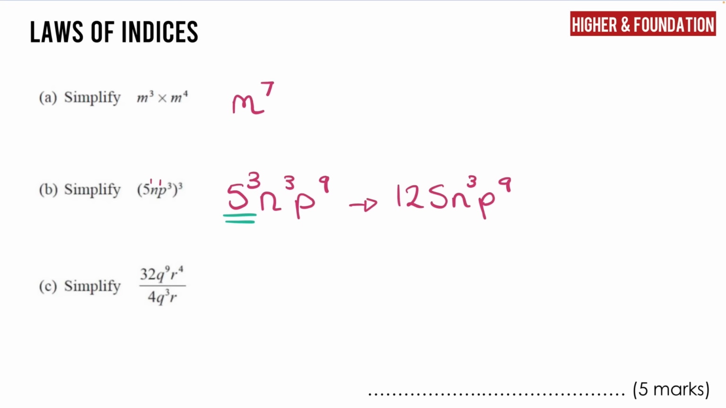With our division, the normal numbers within this one are divided as normal. So 32 divided by 4 is 8, and then we subtract powers. So here we have q to the power of 9 take away 3, which is 6, and r to the power of 4 take away 1, and that would give us r to the power of 3. And there's some of our laws of indices.